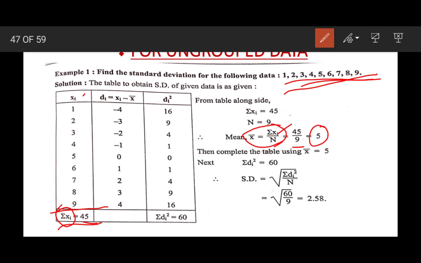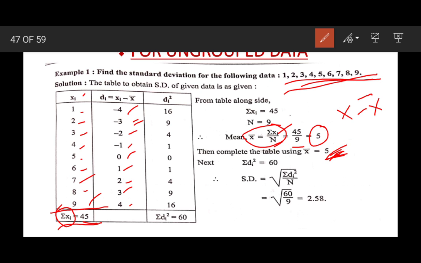Now next we have to find x minus x bar. So let us start. 1 minus 5 gives minus 4. Then 2 minus 5, minus 3. Then 3 minus 5, minus 2. 4 minus 5, minus 1. 5 minus 5, 0. 6 minus 5 is 1, 7 minus 5 is 2, 8 minus 5 is 3, 9 minus 5 is 4.